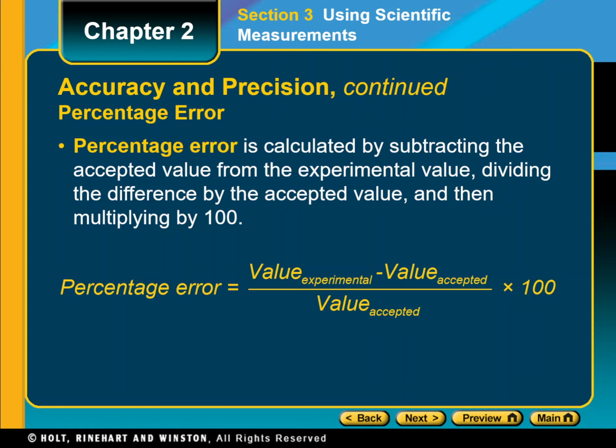Percentage error. The accuracy of an experimental value can be compared with the correct or accepted value by calculating its percentage error. To calculate the percentage error, subtract the accepted value from the experimental value, divide the difference by the accepted value, and then multiply by 100, according to the equation on the screen here.